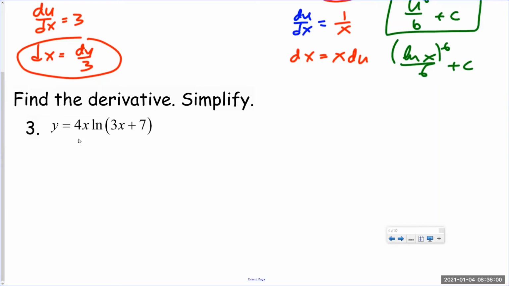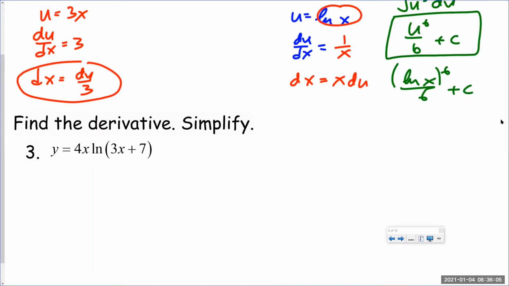If I want to take the derivative of 4x times ln of 3x plus 7, do you guys see which rule is on the outside here? Which rule is that? Product rule. Because I have an x expression on the left and an x expression on the right, I'm multiplying them together. It's going to be the derivative of the first times the second. Leave that alone. Okay? Plus the derivative of the second.